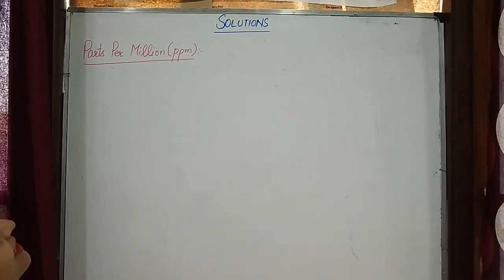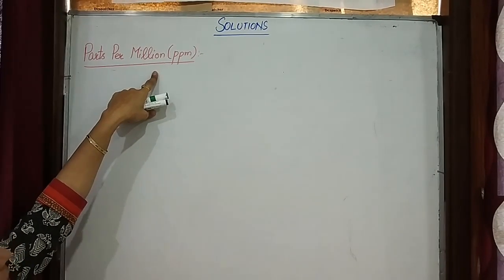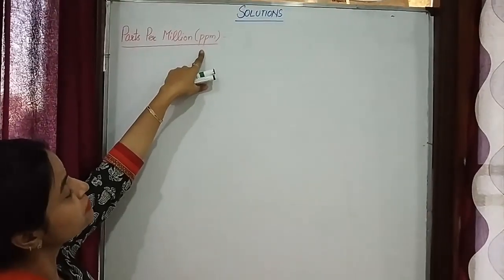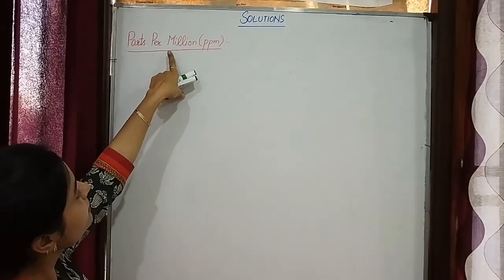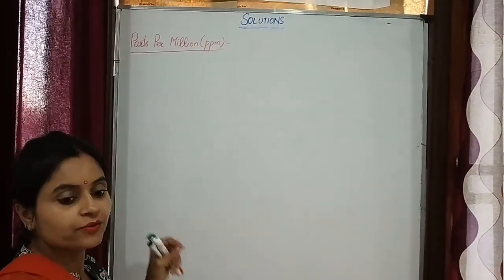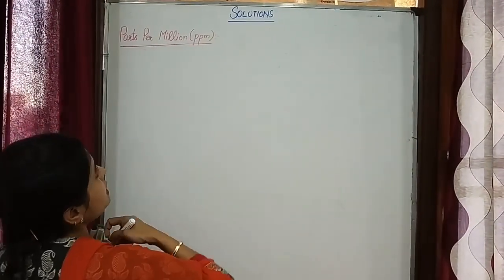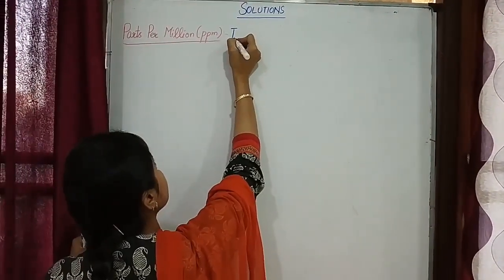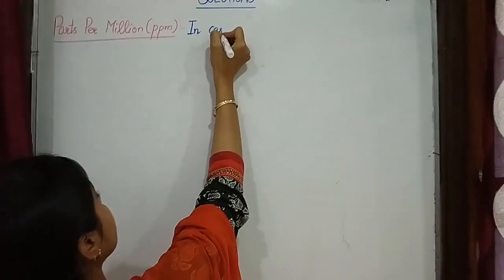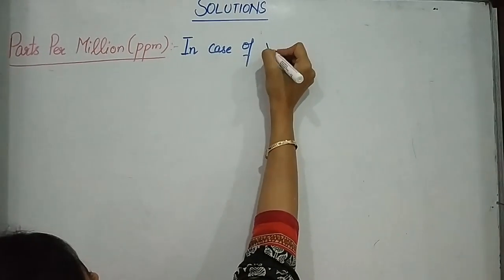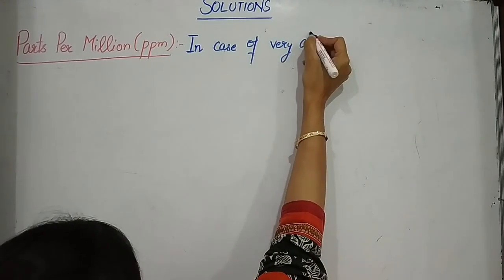Now students, the next term is parts per million, which is designated by the symbol ppm. Now what do you mean by parts per million? First important thing is that this is used in the case of very dilute solutions.